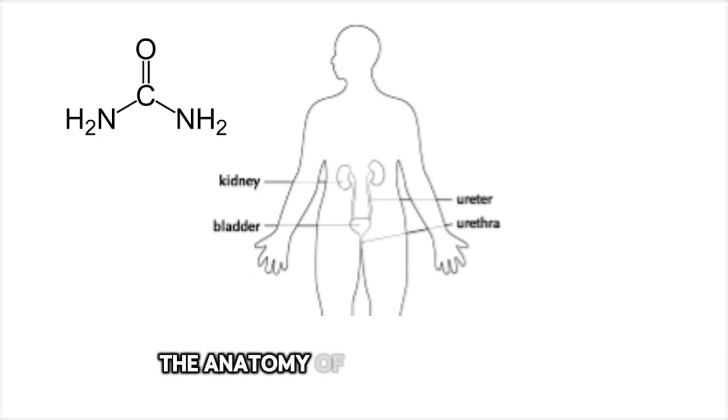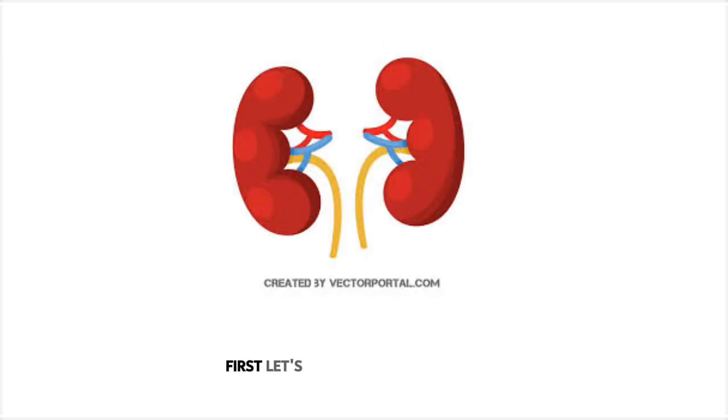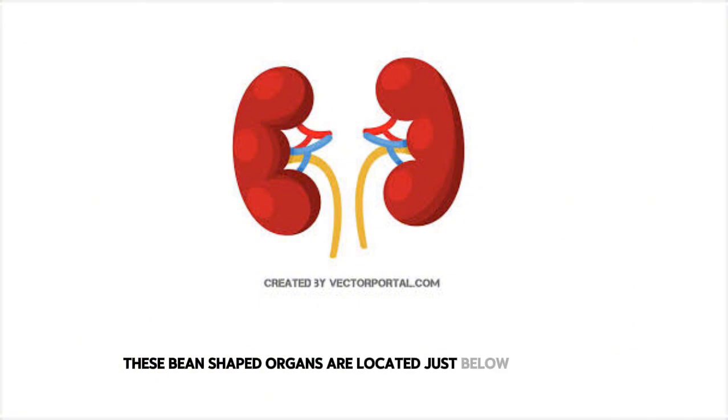The anatomy of the urinary system. The system consists of two kidneys, two ureters, a urinary bladder, and the urethra. First, let's look at the kidneys. These bean-shaped organs are located just below the rib cage on either side of the spine. They serve as the primary filtration units of the body.